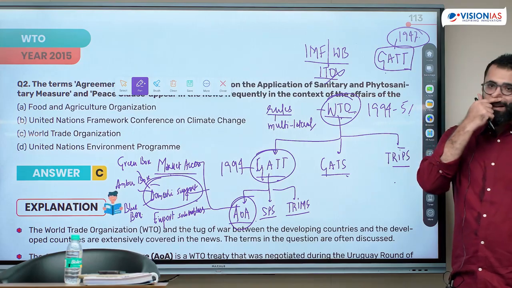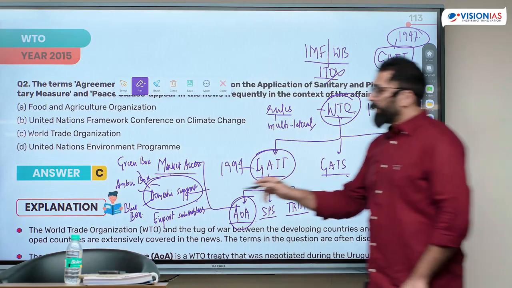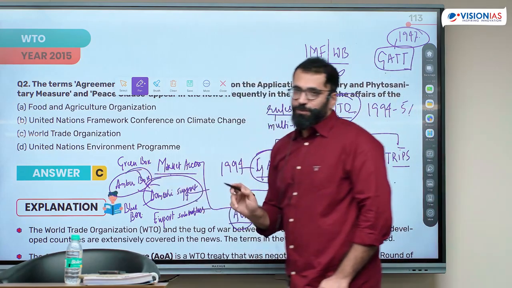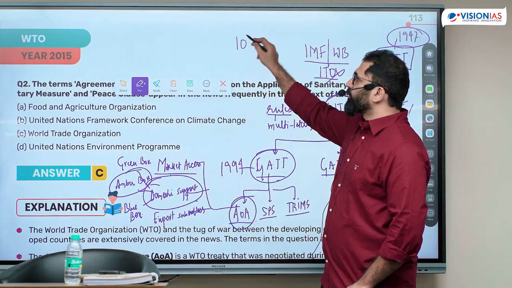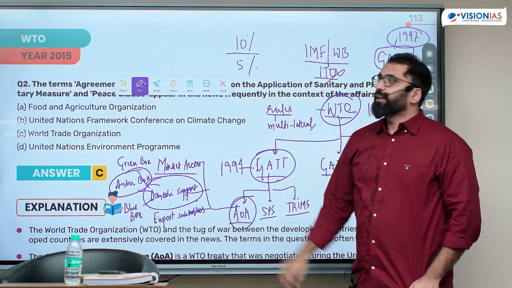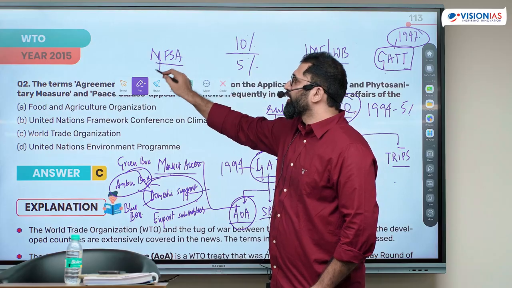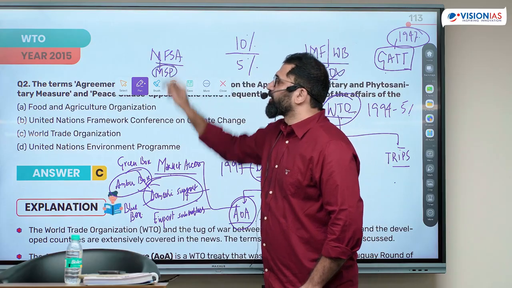What is the peace clause here? Under AMBER box, every country has a limit what support they can give. If it is a developing country, support limit is, and if it is a developed country, it is 5%. Now, India introduced something called as NFSA, which had a very big implication on MSP.